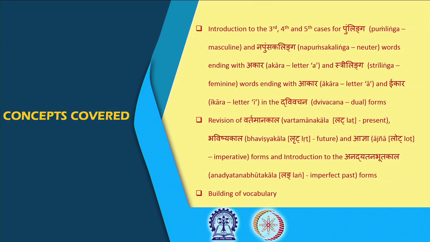So we've already touched upon these, and today I'll take the opportunity to introduce you to the anadyatana bhutakala, or the lang, and this is the imperfect past forms. So we've been studying the past forms, but we've been doing a simplified equivalent of the past. What we're going to look at is the actual verb conjugation of the past, one of the past tenses, the imperfect past, also referred to as the anadyatana bhutakala or the lang.